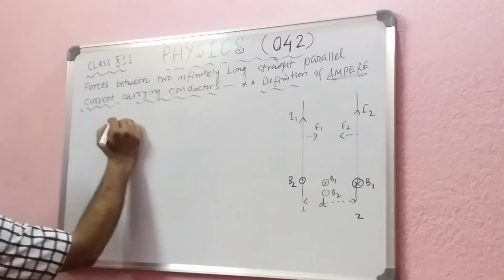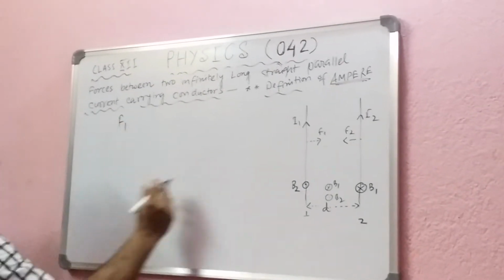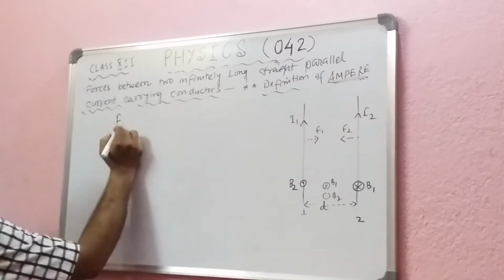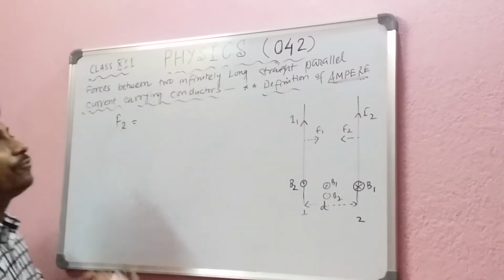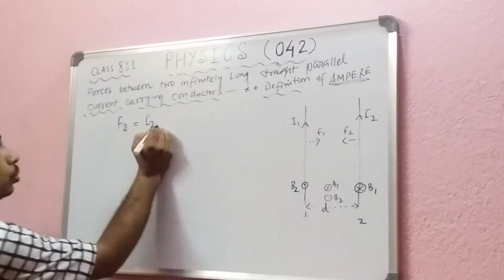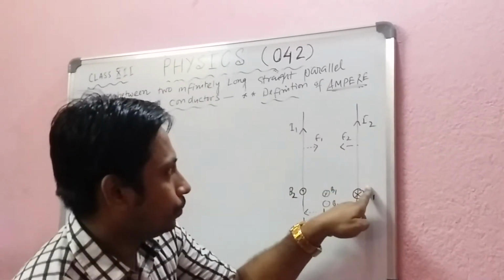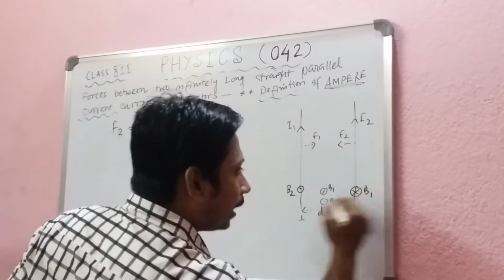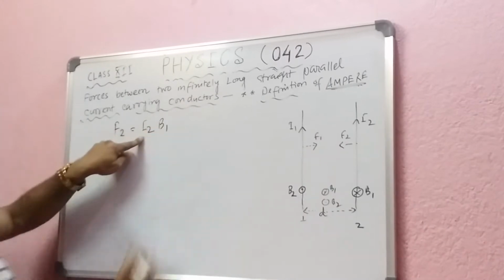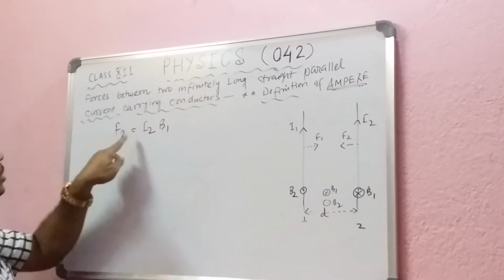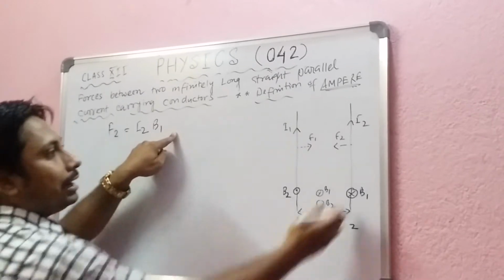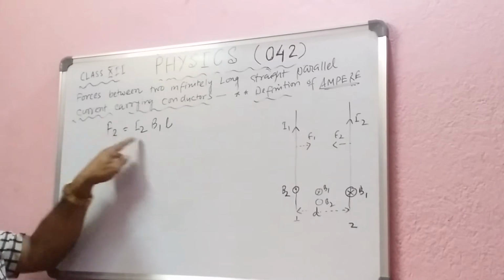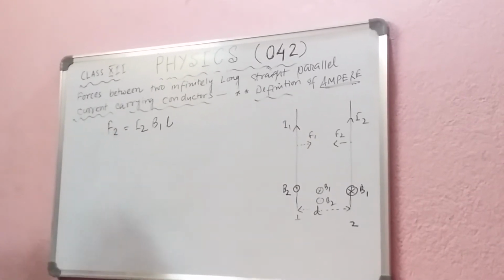So we can use this formula F1. Sorry, F2, the force on 2. Actually, we are finding the force on 2. F2 equal to IBL. Formula is I2BL. Now, on I2, there is a magnetic field, B1. So we will write B1 here. I2B1. F equal to IBL. Length of the second wire L. So the formula is equal to IBL. Written. Now put the value of B1.